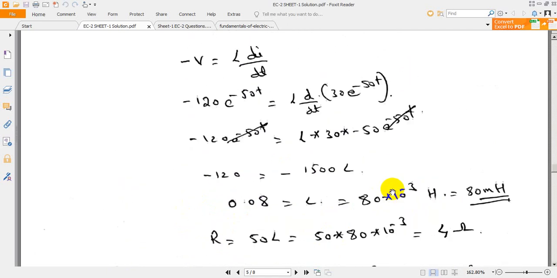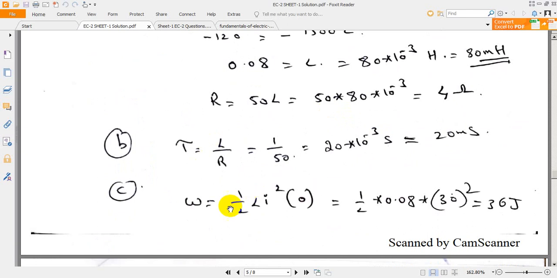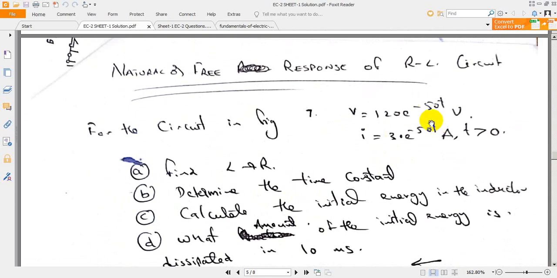The next parameter is, we need to evaluate the initial energy in the inductor. Initial energy in the inductor means energy at time t is equal to 0. We know energy is equal to half L I square, but I should be at the instant of t is equal to 0. I e power 0, and e power 0 will become 1.